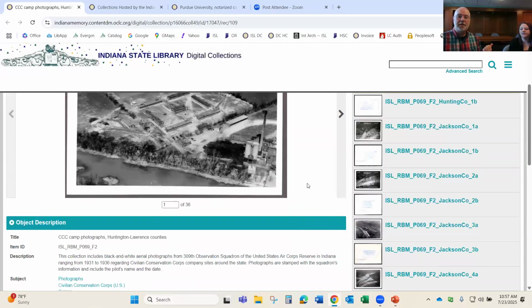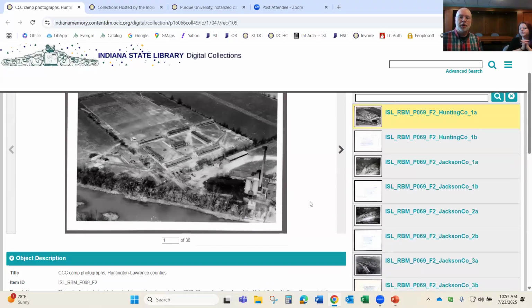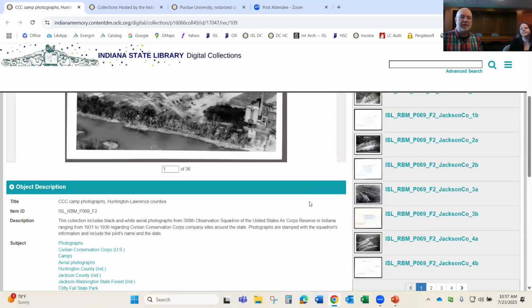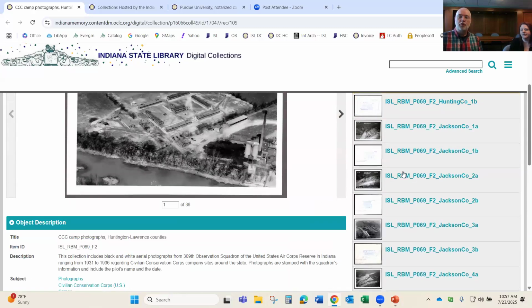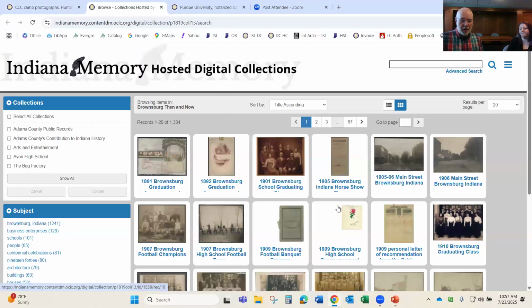So this is another one of those item-level items. Just another example, like you said, with Will Hays. This is where we did a group of materials. These are CCC camp photographs, and you can group them together on a record in a digital collection like that. So that's an example of that.